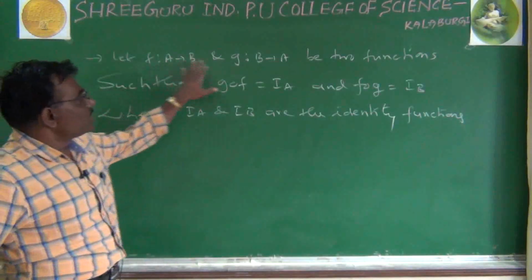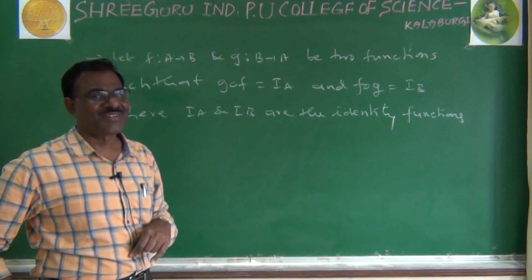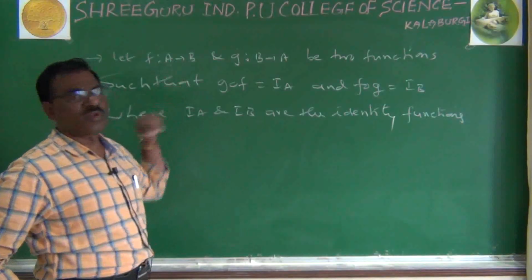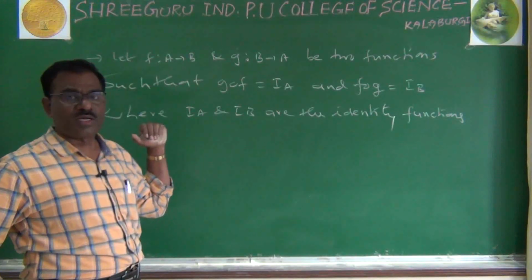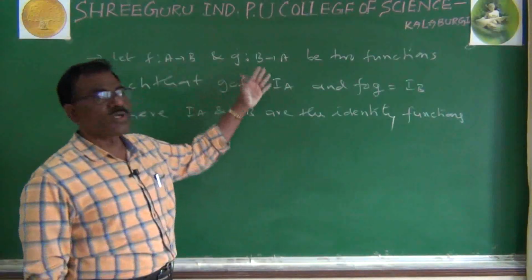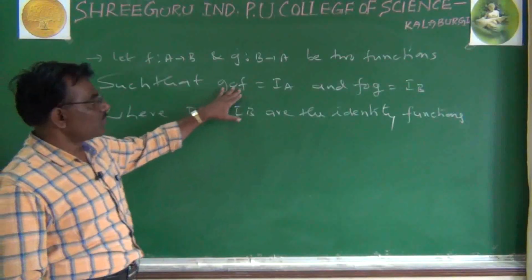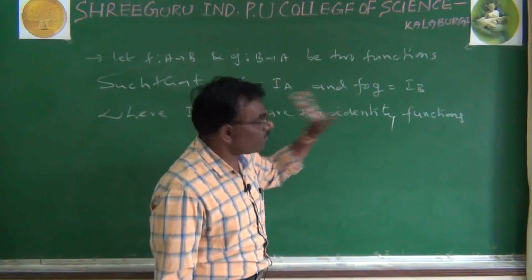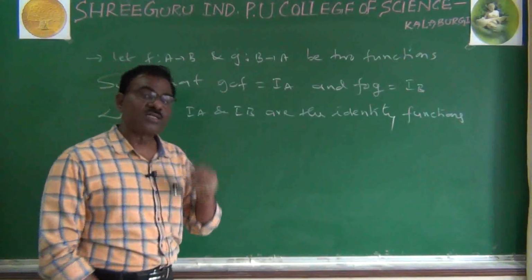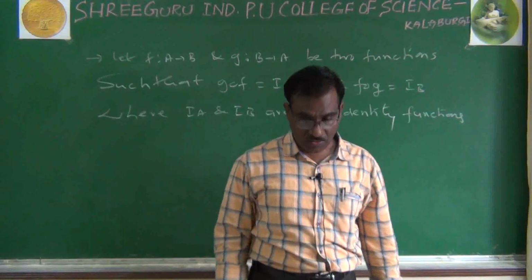F from A to B, G from B to A. Mostly it is the reverse, in terms of an inverse function. G is called the inverse of F. This is A to B, this is B to A. Two functions such that G composition F equal to IA, F composition G equal to IB. So what is G? G is called the inverse of F.